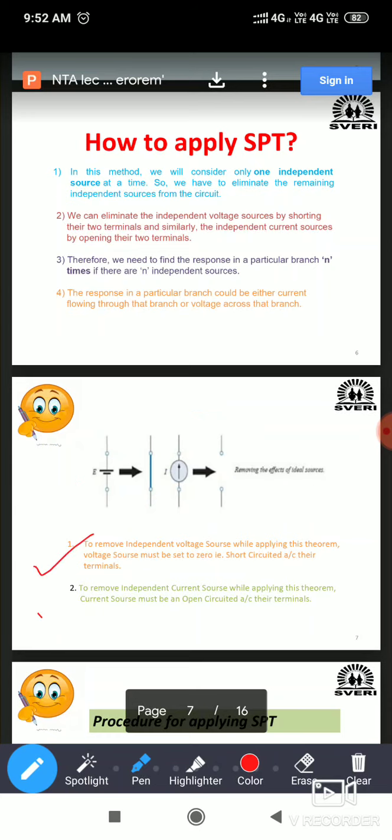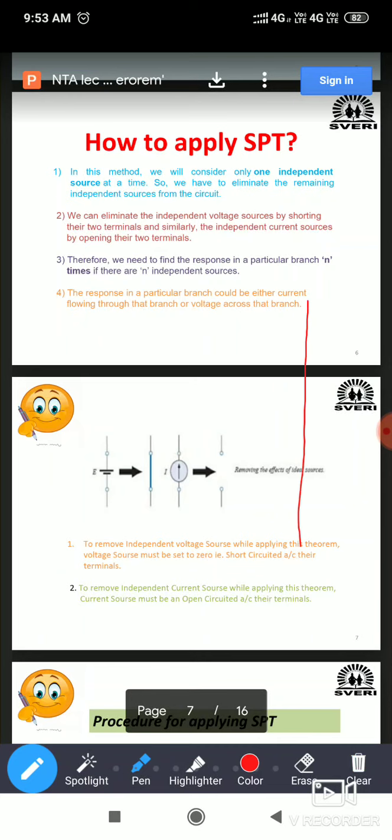Now next, the points are whatever I told now, that is given here. To remove the independent voltage source while applying the theorem, voltage source must be set to 0. Voltage source 0 म्हणजेच काय? You have to make it short. And to remove the independent current source while applying the theorem, current source must be open circuited. Current source काय करायचं इथं दाखवल्याप्रमाणे make it open circuit. Okay, but one independent source should be present in the given network. That point you have to consider, while other sources you have to make changes here.